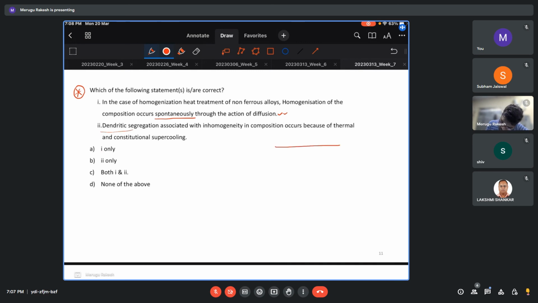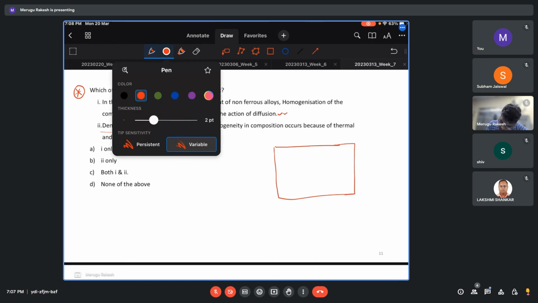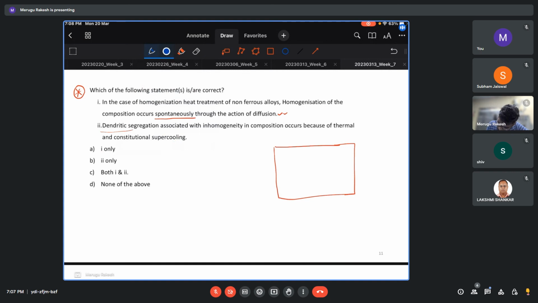So basically, this dendritic segregation is, suppose we have, say, this is the domain and we have solidification happening. Basically, in this type of structure, we'll get dendrites.